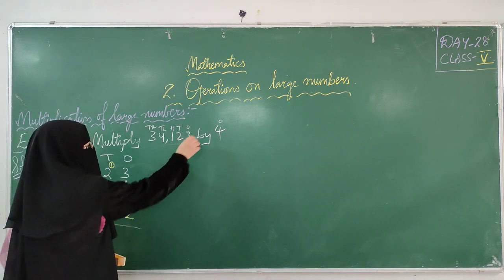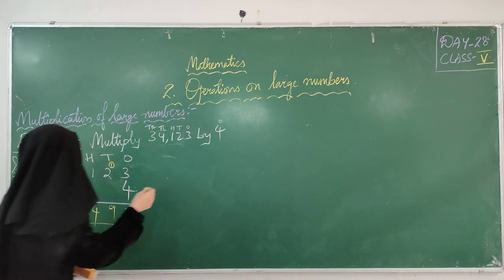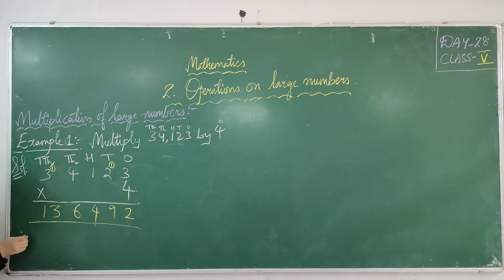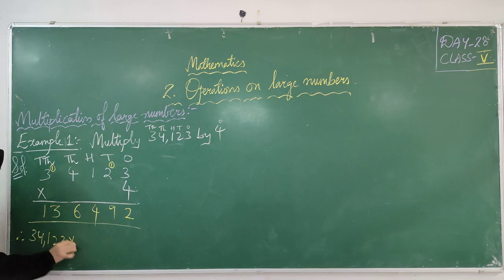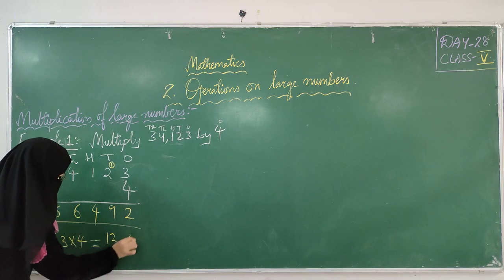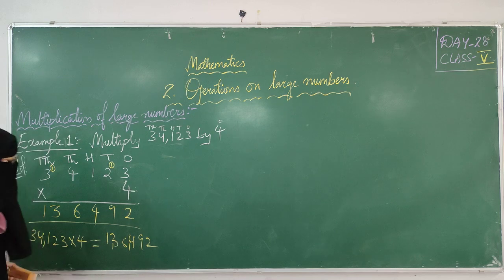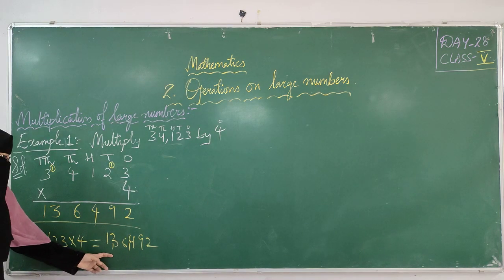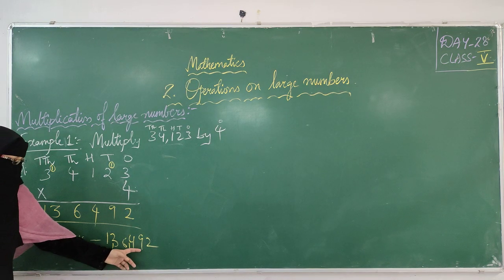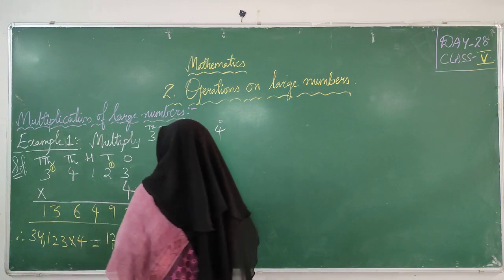So, what is the answer for this? We will write here. Therefore, I am writing like this: 34,100, because I am not having fill in the blank there. What is the answer? 136,492. I am putting commas here. Don't put commas here. So here our answer is 1,36,492. Hope you all understood. We'll move to the next problem.